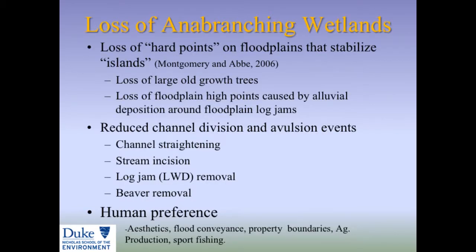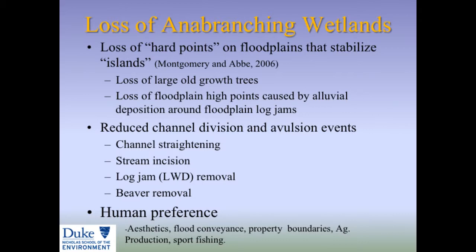So other factors contributing to the loss of anabranching wetlands are loss of hard points on floodplains that tend to stabilize these stable islands that divide our multiple channels. One of which is the loss of really large old growth trees that help stabilize the islands. Also, with the loss of really big trees, we're also losing some of the large log jams that were on the floodplain that were causing the accretion of sediment, alluvial deposits around these log jams, and that resulted in high points on the floodplain.